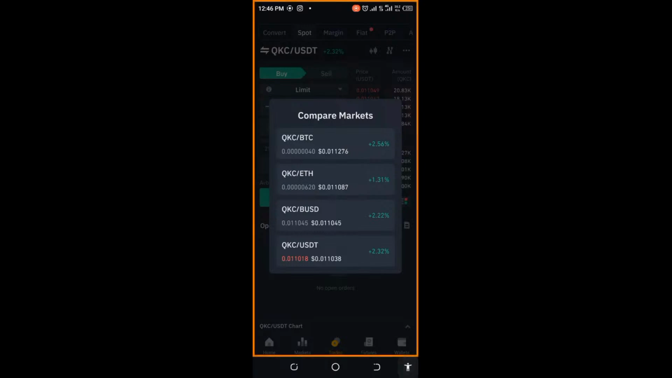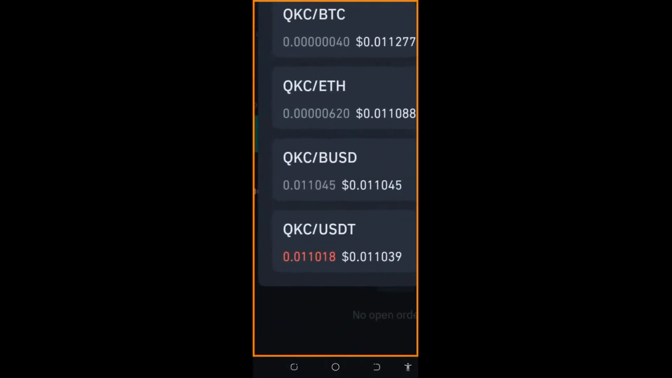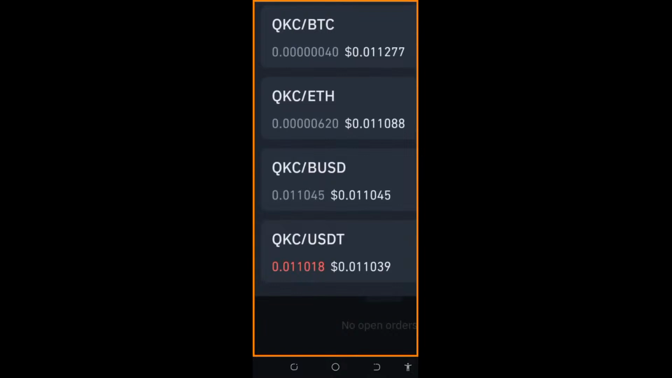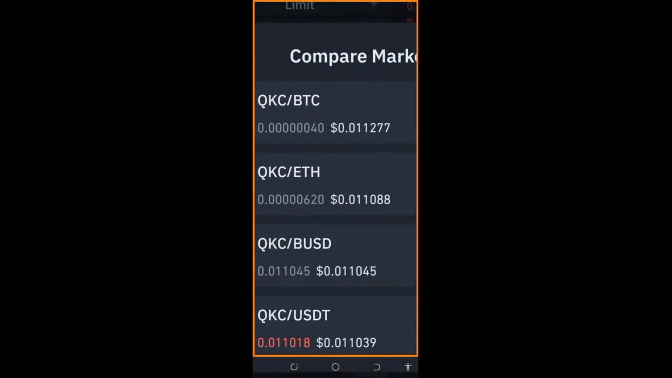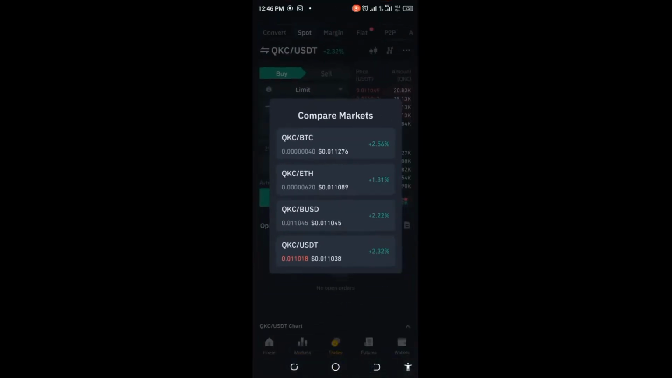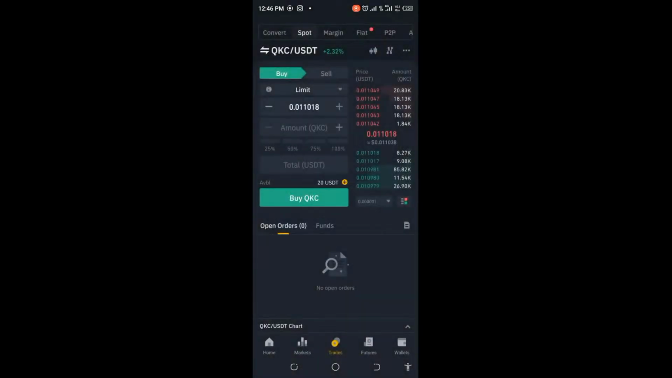So now let's take a good look at what we have here. This is the compare market. Okay, so USDT is 0110, BTC is 0112. So there's a difference. So let's go ahead and try this out by simulation first. Don't forget that. All right, so we're going to be doing our experiment and our trade with 20 USDT.